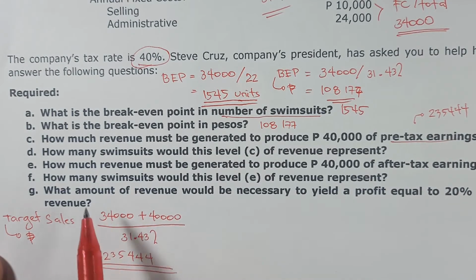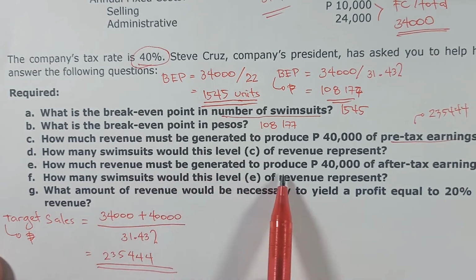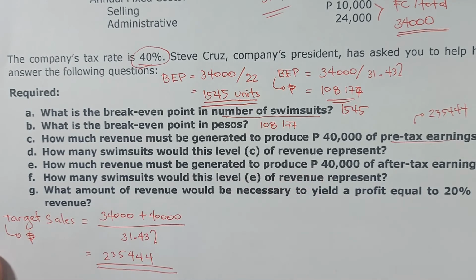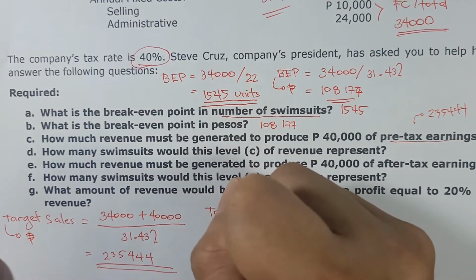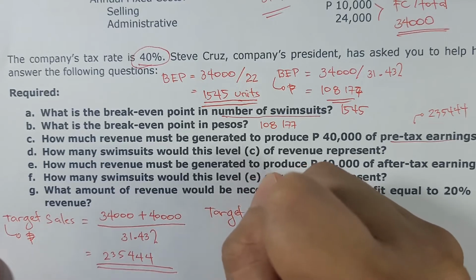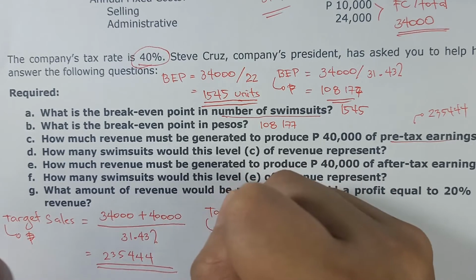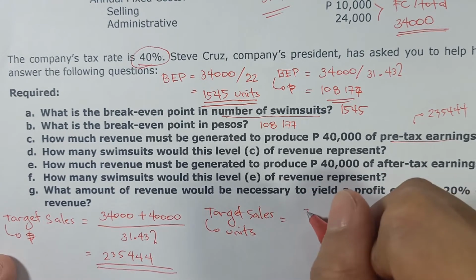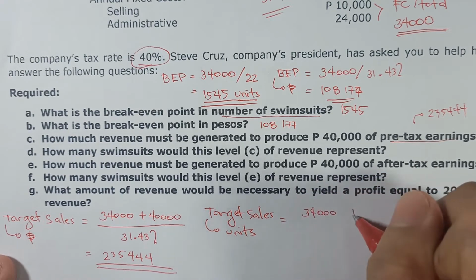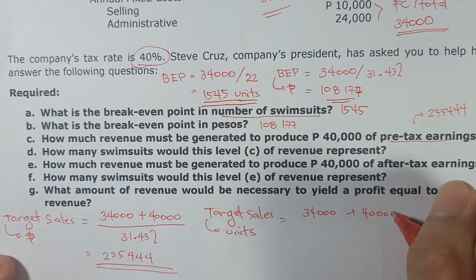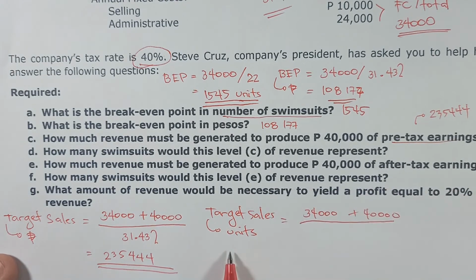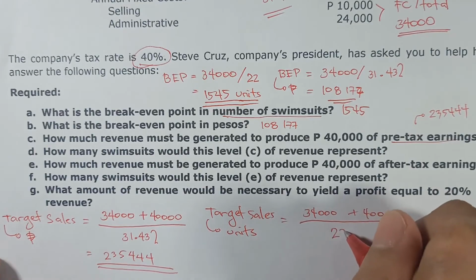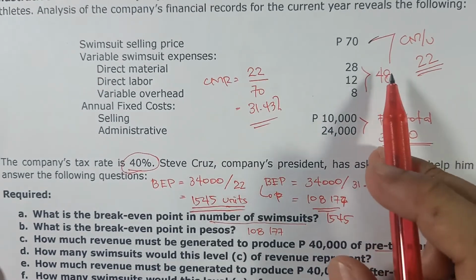Requirement letter Delta, how many swimsuits would this level of revenue represent? So, if target sales in units naman ang ating gusto, once again, gaya ng kanina, same computation, 34,000 of fixed cost plus the 40,000 na profit. But this time, kung per units, dapat per unit din yung contribution margin. That is equal to 22 pesos. Na-compute natin yan kanina.